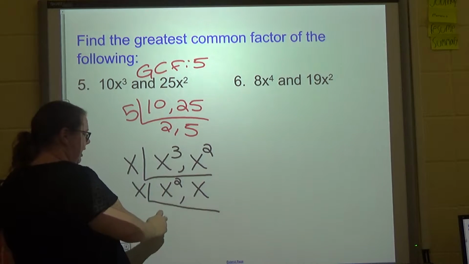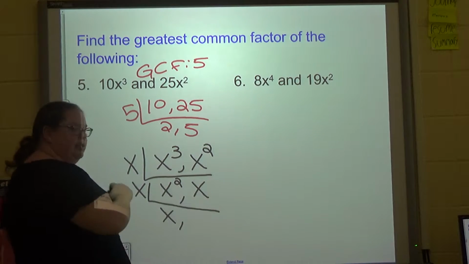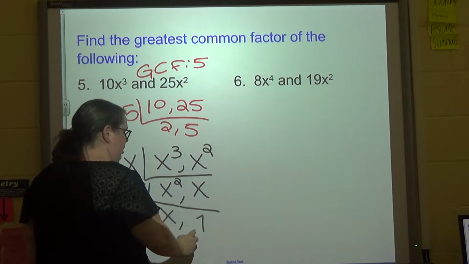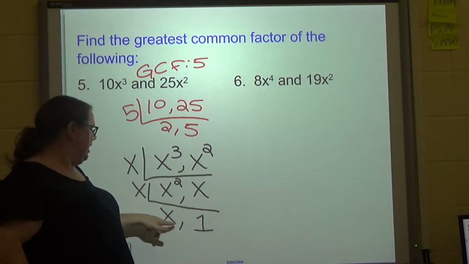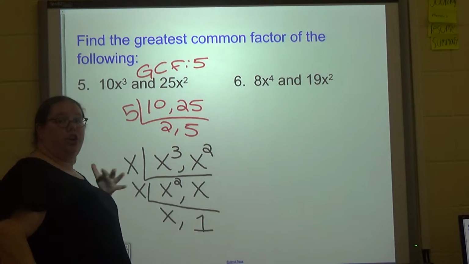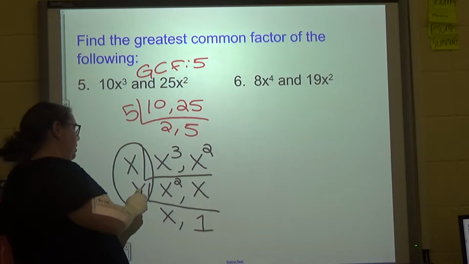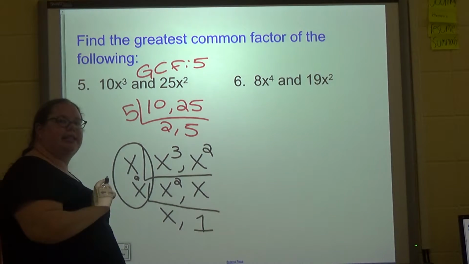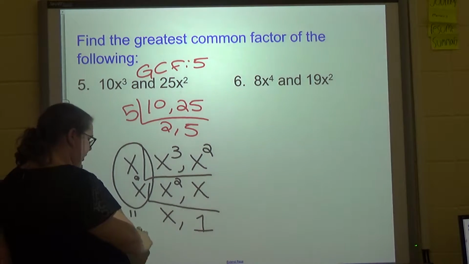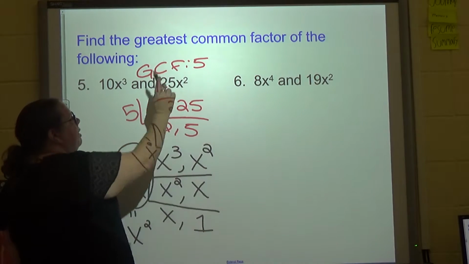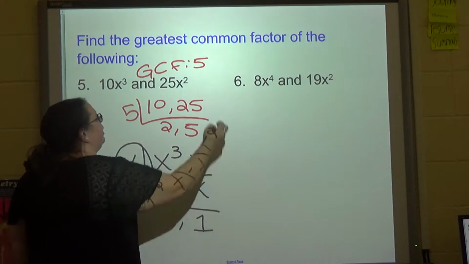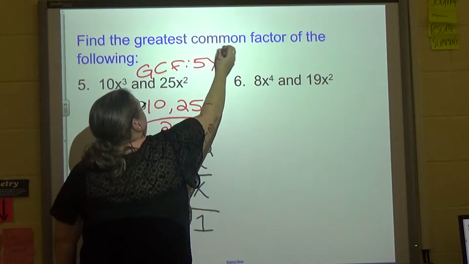X squared divided by x is x. X divided by x is just 1. Can I divide anything into those? Nope, we're done. I'm going to take these, and just like before, we're going to multiply them. X times x is x squared. So my GCF is 5x squared.